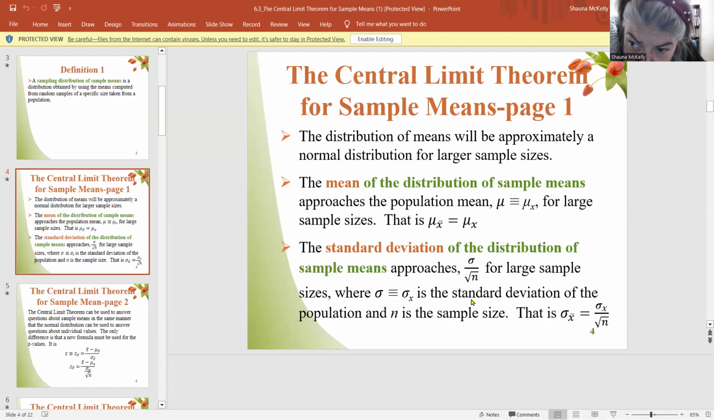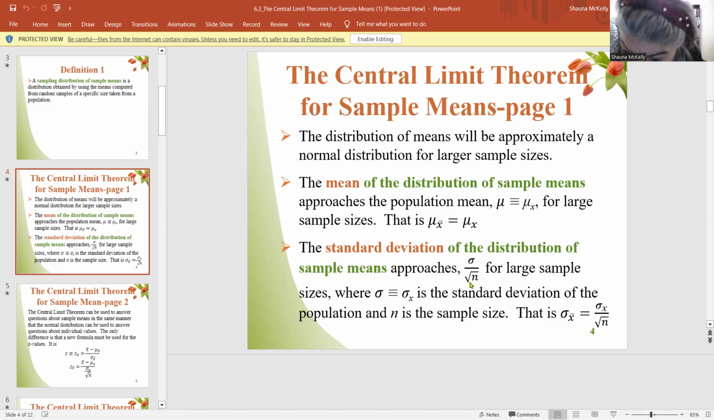Now, the distribution of sample means will be approximately normal. Remember, normal refers to the shape of the distribution, for larger sample sizes. The mean of the distribution of sample means approaches the population mean. That is, mu sub x bar, the mean of all the sample means, is equal to mu sub x that I got from the x variable. And the standard deviation is sigma over the square root of n, and so forth. So that's kind of what I was showing you here.